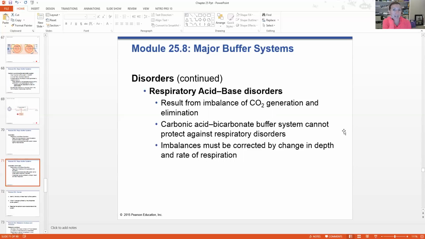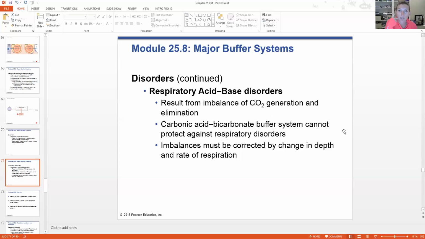There are respiratory acid-base disorders. These are a result of an imbalance of carbon dioxide generation and elimination. So the carbonic acid bicarbonate buffer system can't protect against this. There's just too much going on. The imbalances have to be corrected by a change in either the rate or the depth of our respiration. And all of that is regulated in the medulla oblongata, right? The VRG and the DRG, remember those?